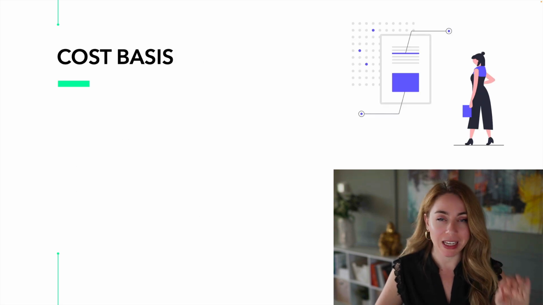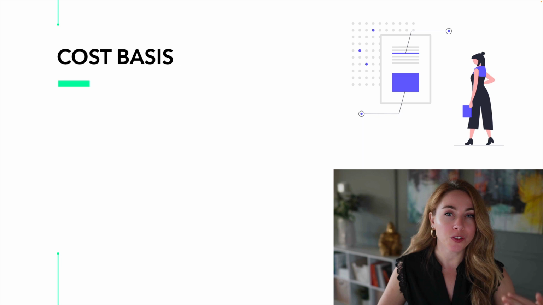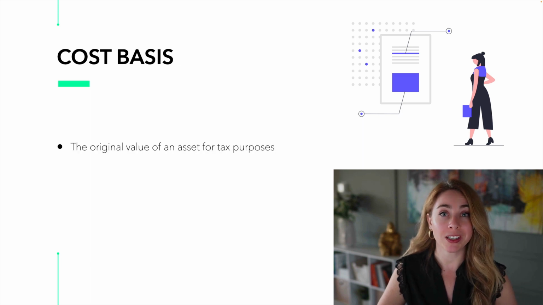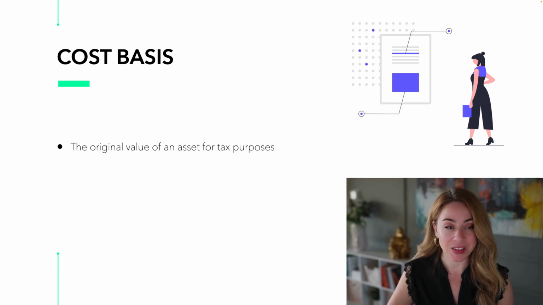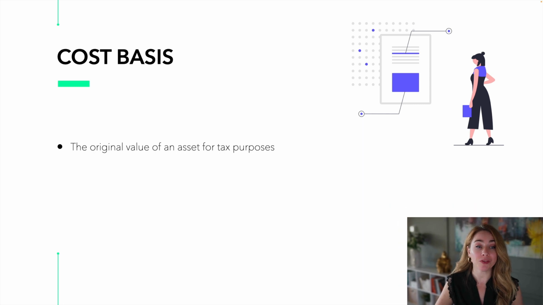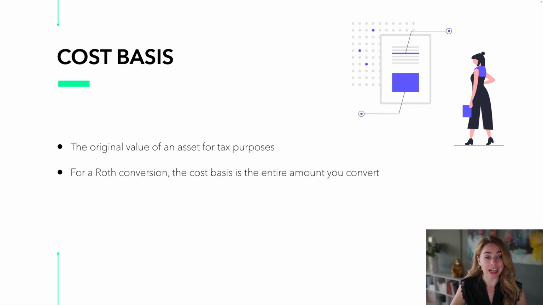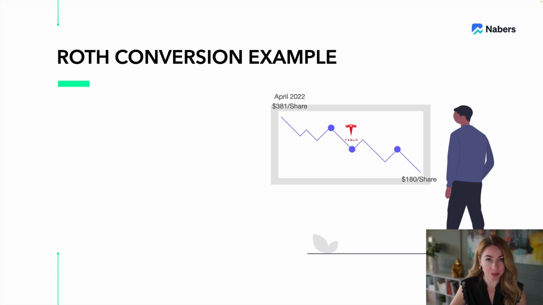Before we get into the mechanics of the Roth conversion, let's first define one of our terms, which is cost basis. The cost basis is the original value of an asset for tax purposes. Now, when it comes to these Roth conversions, that cost basis is the entire amount that you're converting. And sometimes this can be lower than your original purchase price. Let's take a look at an example.